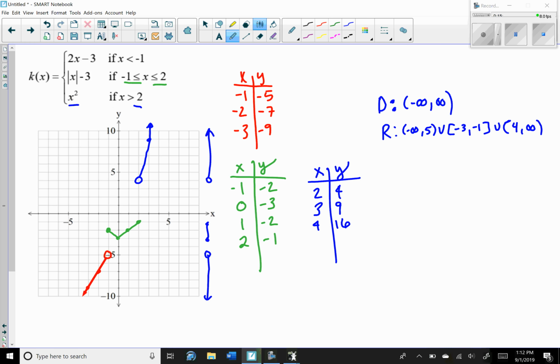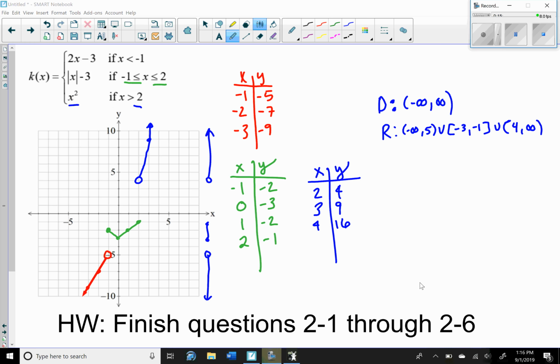And of course, the rest of your homework is to finish the rest of this packet, questions 2-1 through 2-6, and we'll take a look at it tomorrow.